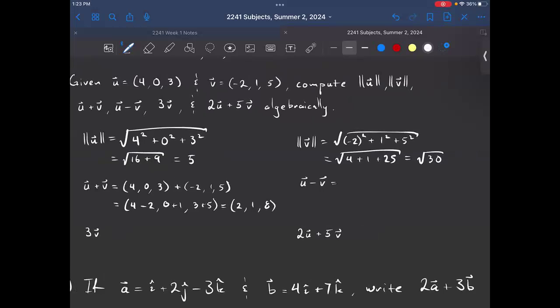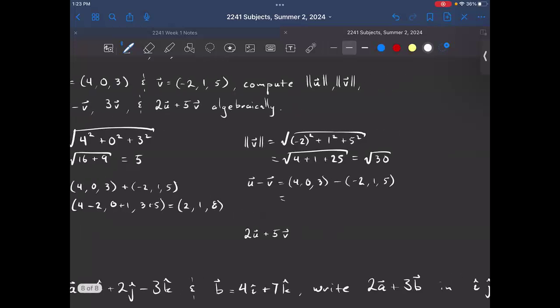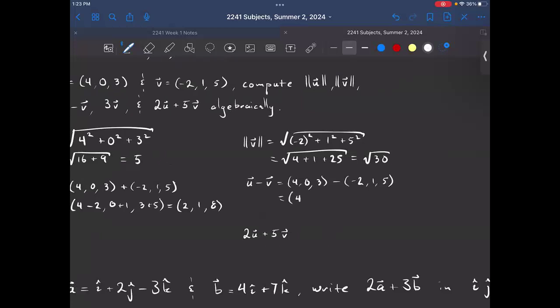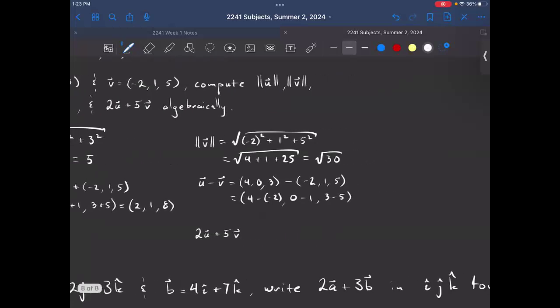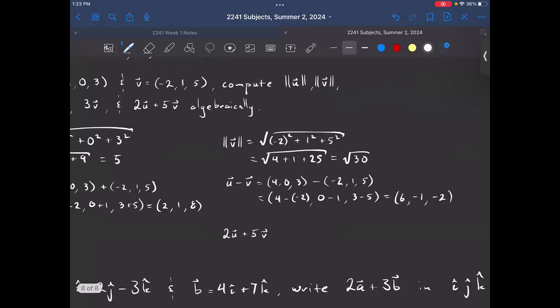All right, u minus v, we have, again, 4, 0, 3, minus now, negative 2, 1, 5. And again, we want to be very careful with our minus signs. So 4 minus negative 2, 0 minus 1, 3 minus 5. All right, what do we get here at the end? We have 4 plus 2 is 6, 0 minus 1 is negative 1, and 3 minus 5 is negative 2. So there we go.